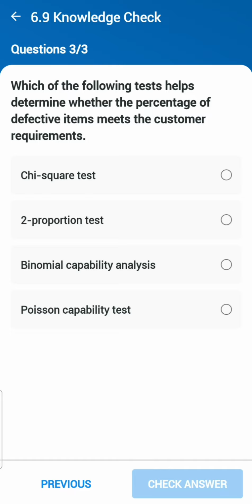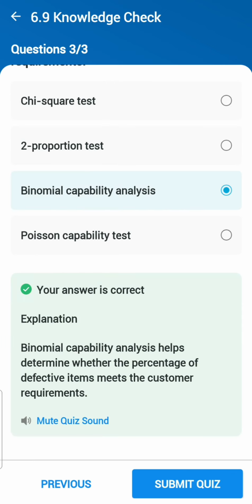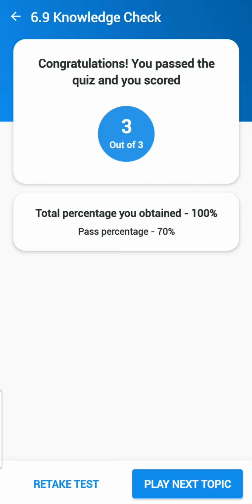Good question. And the next question: which of the following tests helps determine whether the percentage of defective items meets the customer requirement? The answer is binomial, because we are talking about defective and percentage, so it's a binomial one. Let's check the answer. Binomial capability analysis helps to determine whether the percentage of defective items meets the customer requirement. We got 3 out of 3.